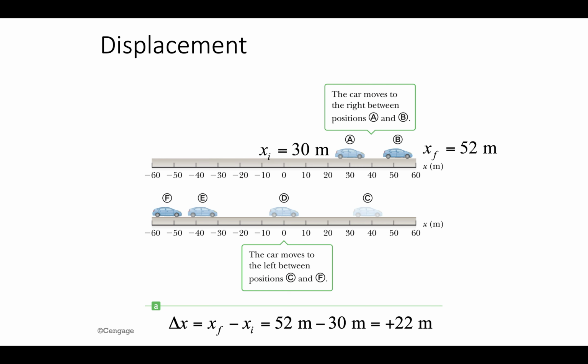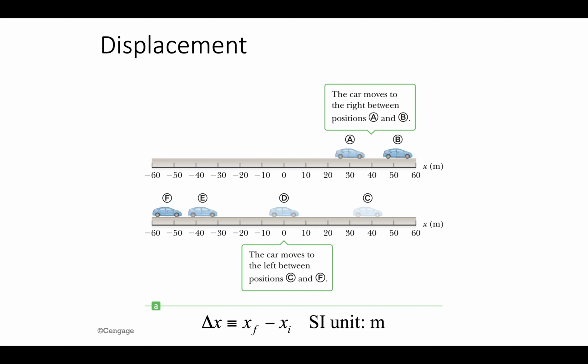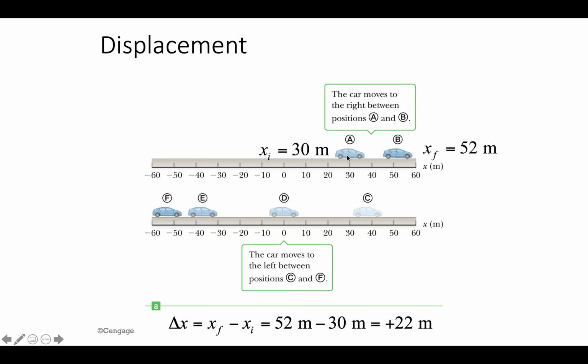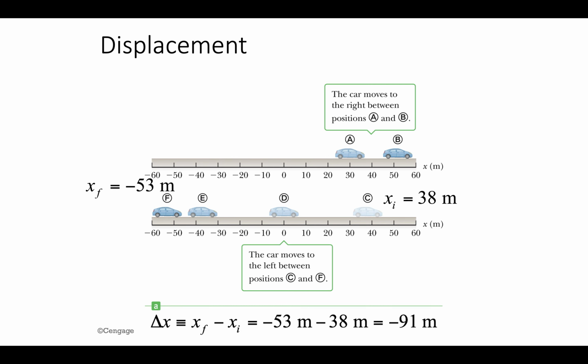Now, let me go back. So, again, I guess here's reiterating. If I go from 30 to 52, my displacement is positive 22 meters, like we just said. My distance and my displacement will be the same number if there's no change in direction. If there's a change in direction, the numerical value will be different. Now, if I go from C to F, I go from x final, negative 53, minus x initial, 38 meters. So I've gone a displacement of negative 91 meters. My distance is 91 meters, but the direction doesn't matter.